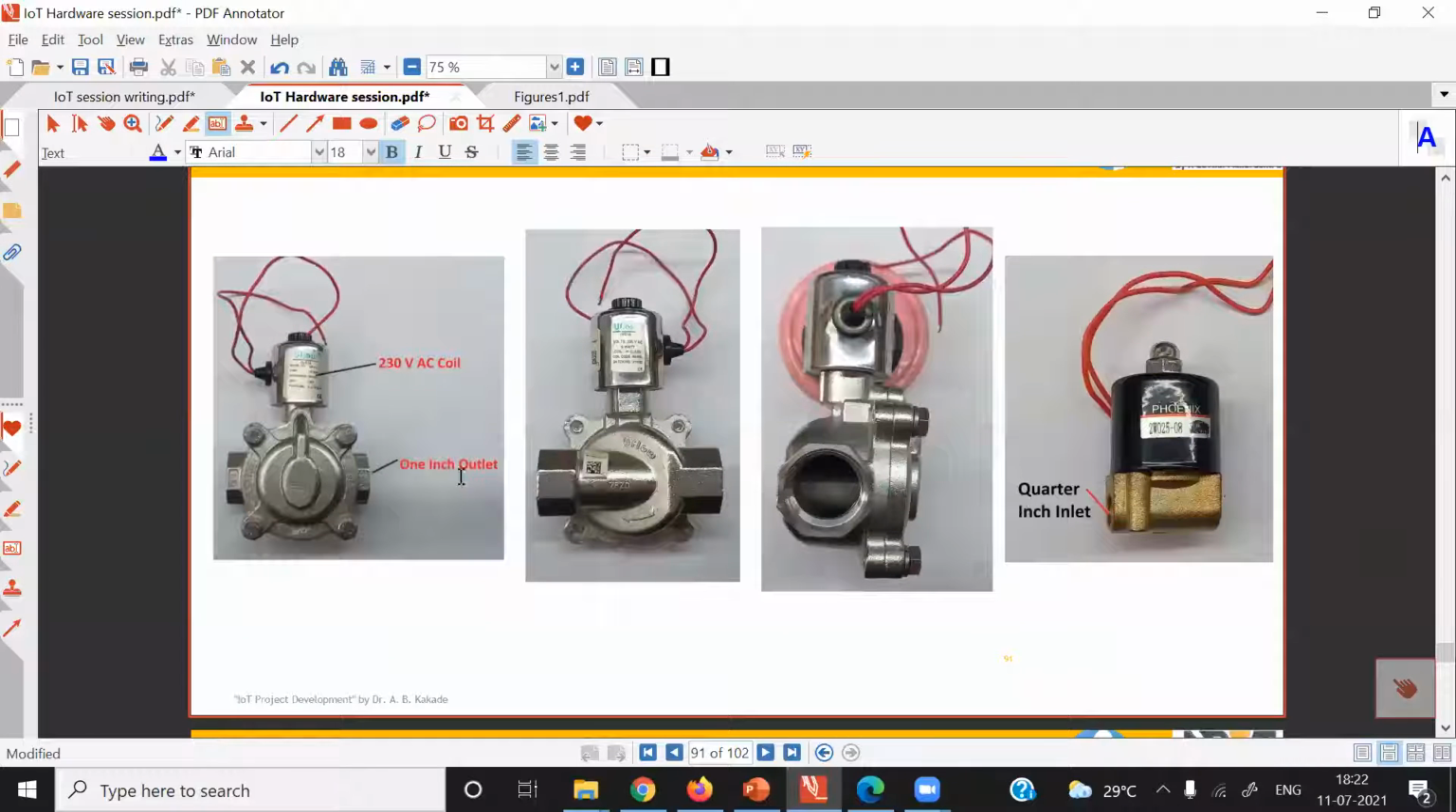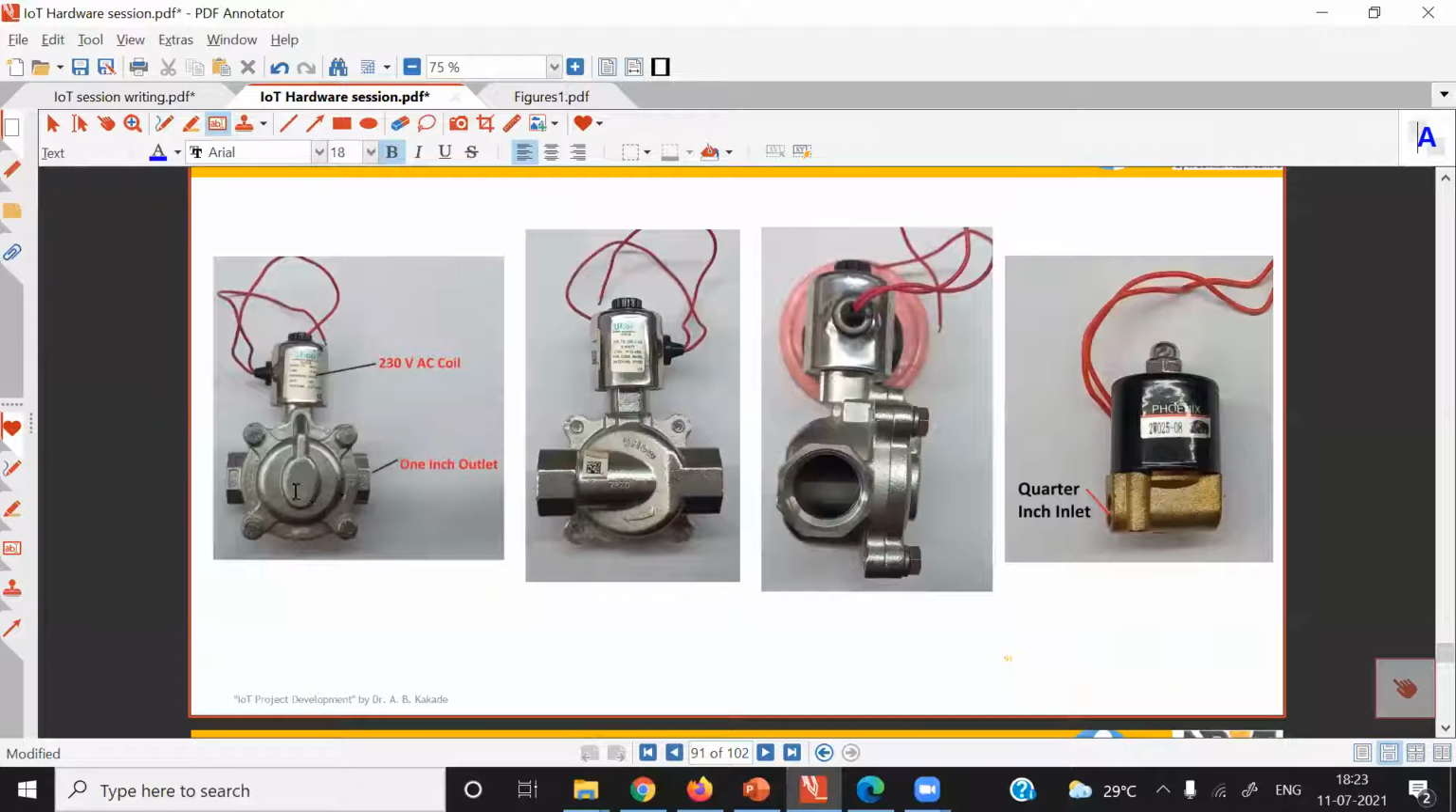In this slide, you will see different views of the solenoidal valve. The solenoidal valve has a 230 volt AC coil. Solenoidal valves are also available with a 12 volt coil, 24 volt coil, and so on. It is better to use a solenoidal valve having an AC coil. The advantage is that we can control this AC coil simply with a relay. If you use a DC coil of 12 volt or 24 volt, you require an additional DC power supply to control that coil.